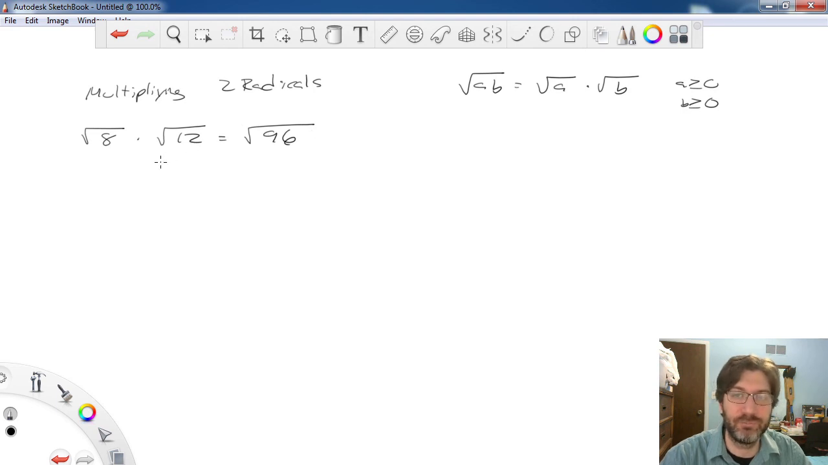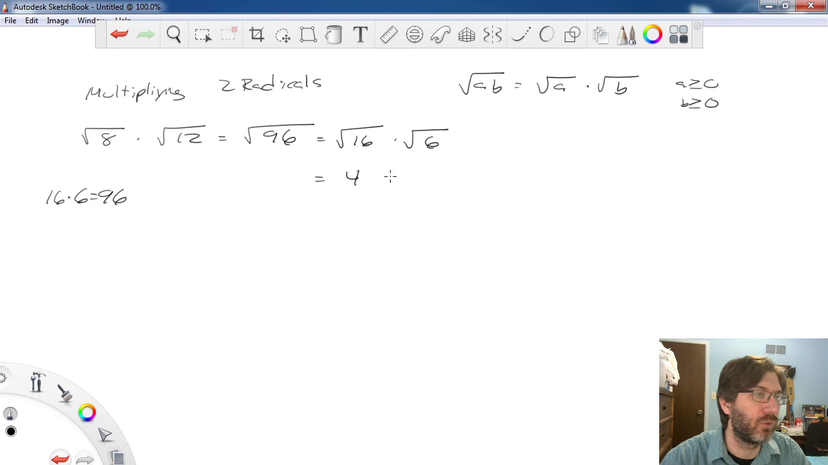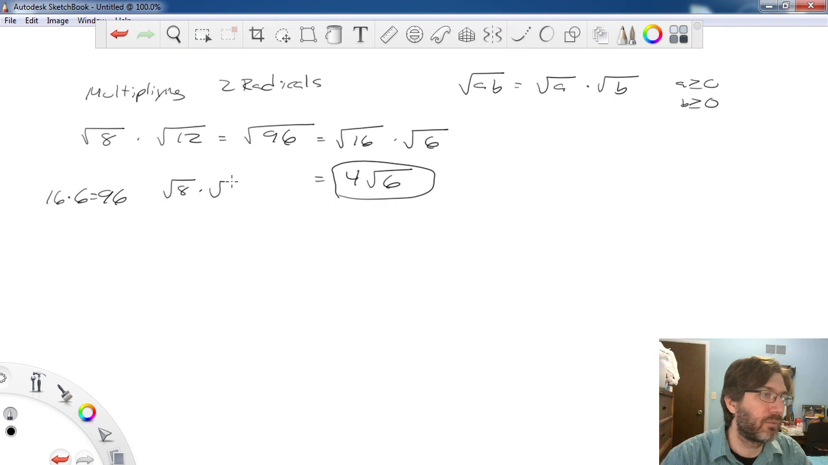I know 96 is divisible by something. According to my notes, I found it was 16. 16 times 6 equals 96, and 16 is a perfect square, so I'm going to rewrite that as the square root of 16 times the square root of 6. I can solve the square root of 16, which is 4. I cannot solve the square root of 6, so I just tack it on, and this is my simplified answer. So the square root of 8 times the square root of 12 equals 4 square roots of 6.